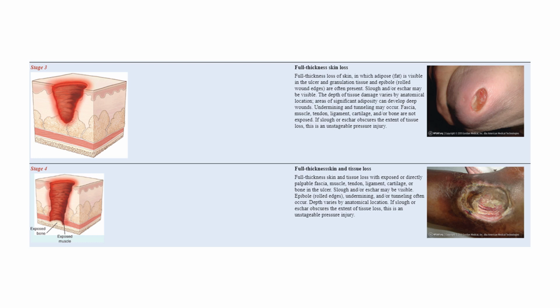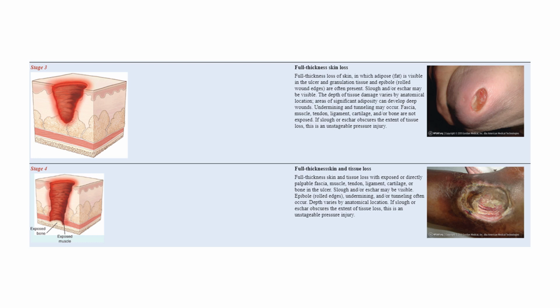Stage 3. This is full thickness skin loss. Adipose, or your fat tissue, is visible in the ulcer, and granulation tissue and epibole, which is like that rolled edge, are often present. You might see slough or eschar. Slough is going to be like that white dead skin cells. Eschar is going to be more black. The depth of the tissue damage varies by anatomical location. Areas of significant adiposity, where there's a lot of fat tissue, can develop deep wounds. Undermining and tunneling may occur.